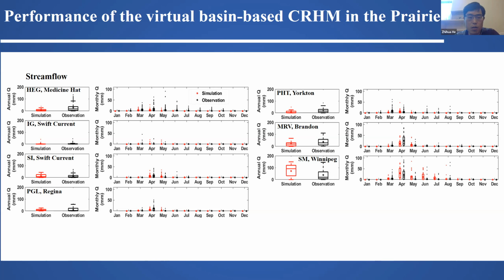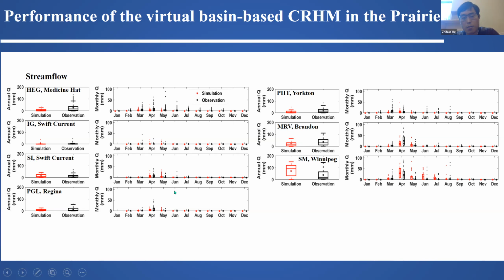This figure shows the performance in the simulation of streamflow in the 7 classes. We can see the red colors are for the simulation, and the black color is for the observations. We can see the simulated range of the annual streamflow in general agrees with the range of the annual streamflow from the observations in most of the classes, like the interior class in the Swift Current station and the soil slope inside, and also the major river valley class and the southern Manitoba classes.